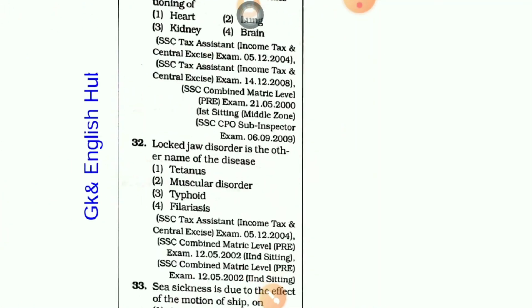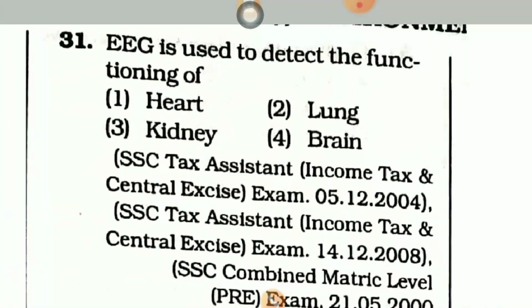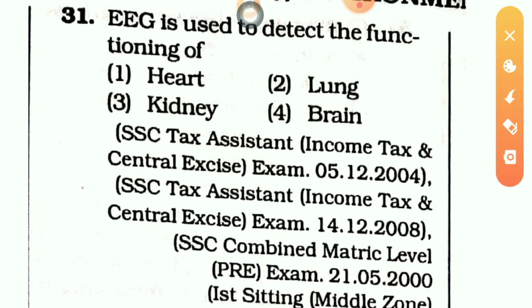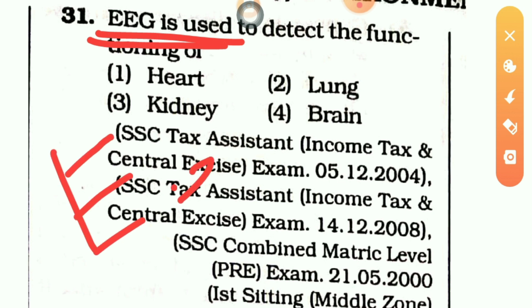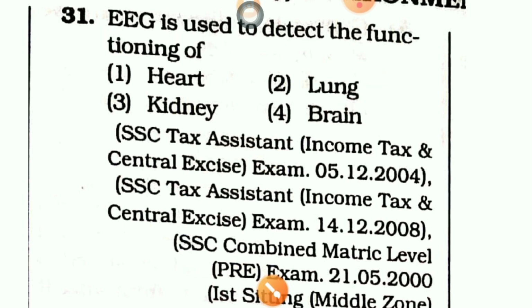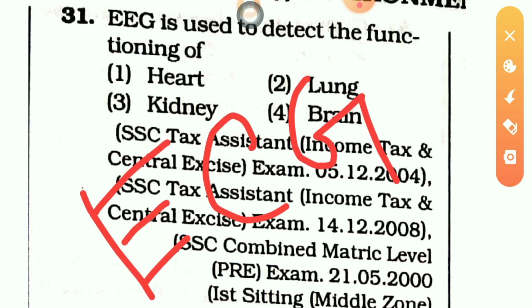Now going to our next question: EEG is used to detect the functioning of what? EEG stands for electroencephalogram. Friends, do not confuse it with ECG. First, I tell about EEG. EEG is electroencephalogram, and it is used to study the functions of the brain. The other one is ECG. Do not confuse it with that. ECG stands for electrocardiogram, which detects the functions of the heart.